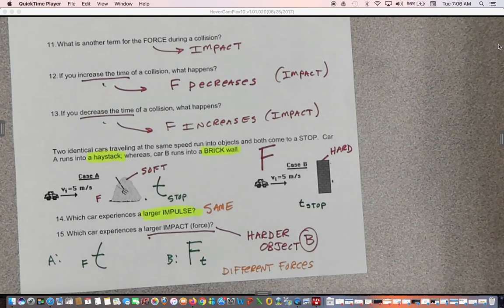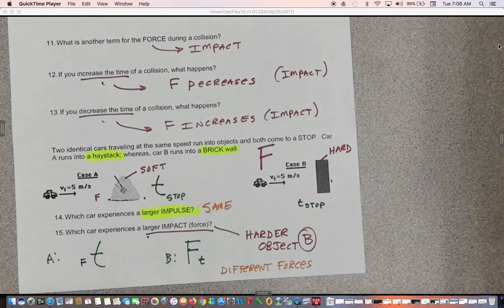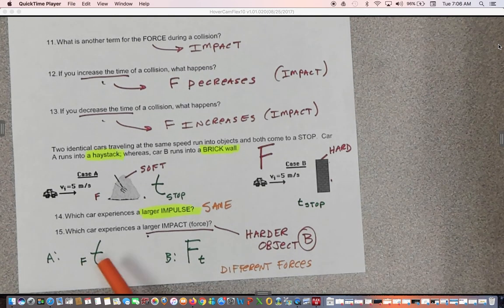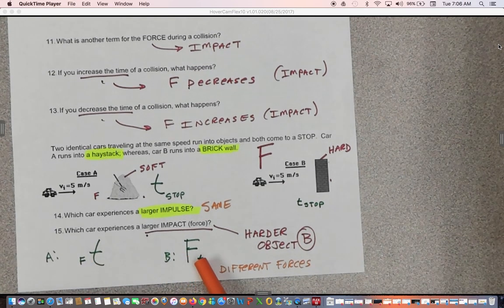So, there you go. It should make sense. Don't even make this a big deal. Just know if you hit a hard object, you're going to have a big force. You hit a soft object, small force. And even though they have different forces, they have the same impulse. That is a guarantee. That's because of the trade-off. With a small force, you have a big time. Big force, small time. If anybody needs an example, I can put some numbers on a board, but that's it.